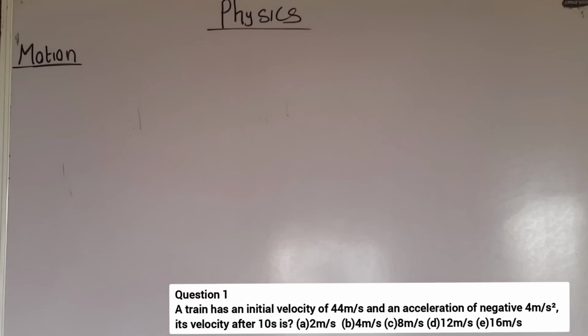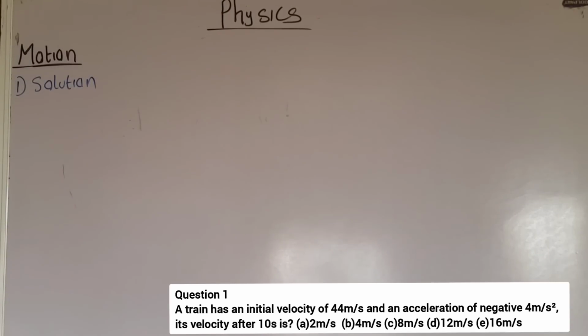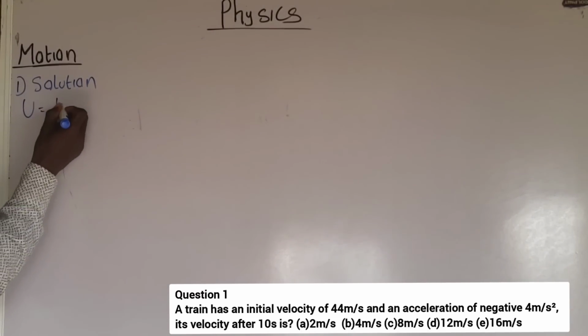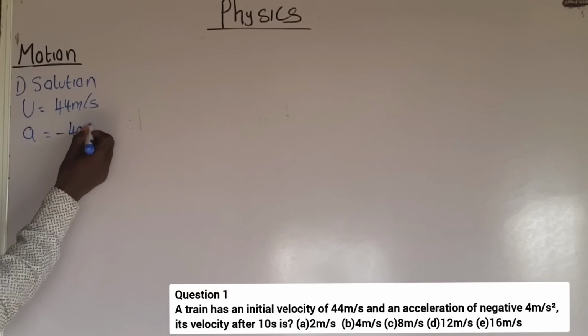Okay? Now, let's start by writing out the information that we're given in the question. We are given the initial velocity of the train. A train has an initial velocity of 44 meters per second. So the initial velocity of the train is equal to 44 meters per second. Okay? And an acceleration of -4 meters per second squared. The acceleration is -4 meters per second squared.